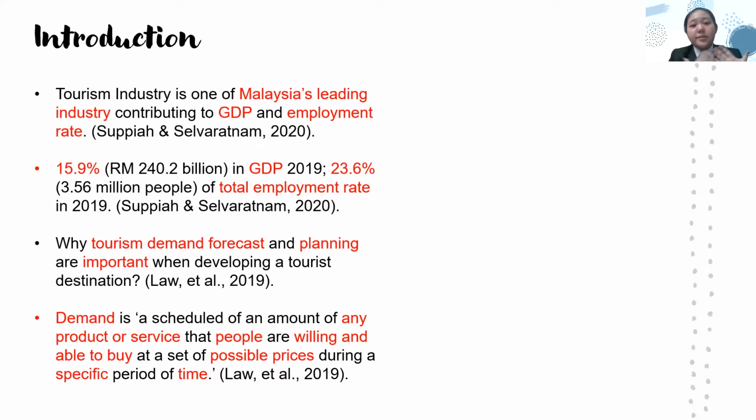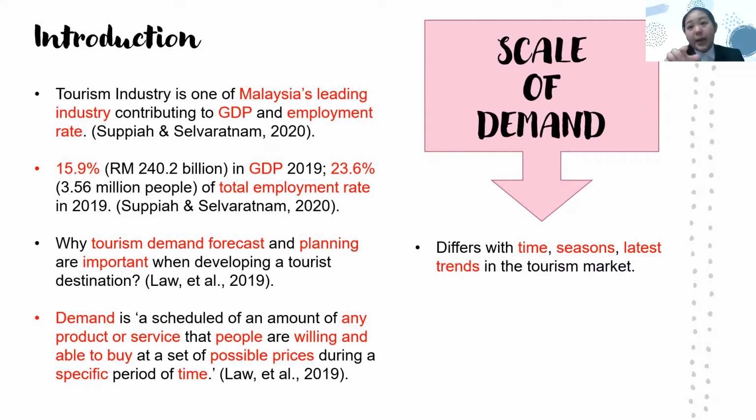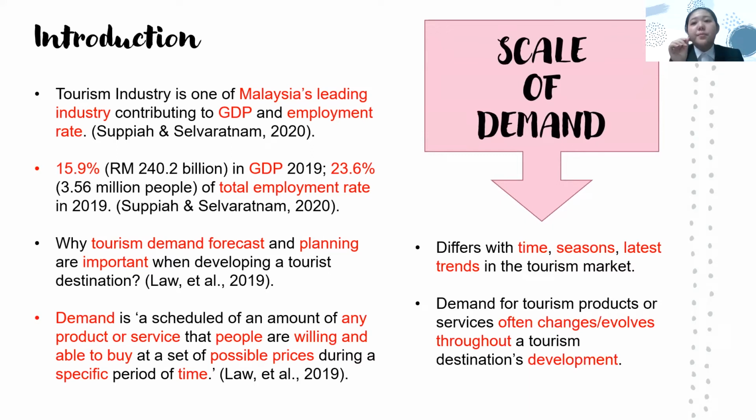Demand is defined as a schedule or an amount of any product or service that people are willing and able to buy at a possible price during a specific period of time. The scale of demand differs depending on the time, seasons, and latest trends in the tourism market. Hence, the demand for tourism products or services often changes throughout a destination's development, because tourists always desire to experience new things and have high expectations to make their payment worth it. So they always expect more and desire new experiences.